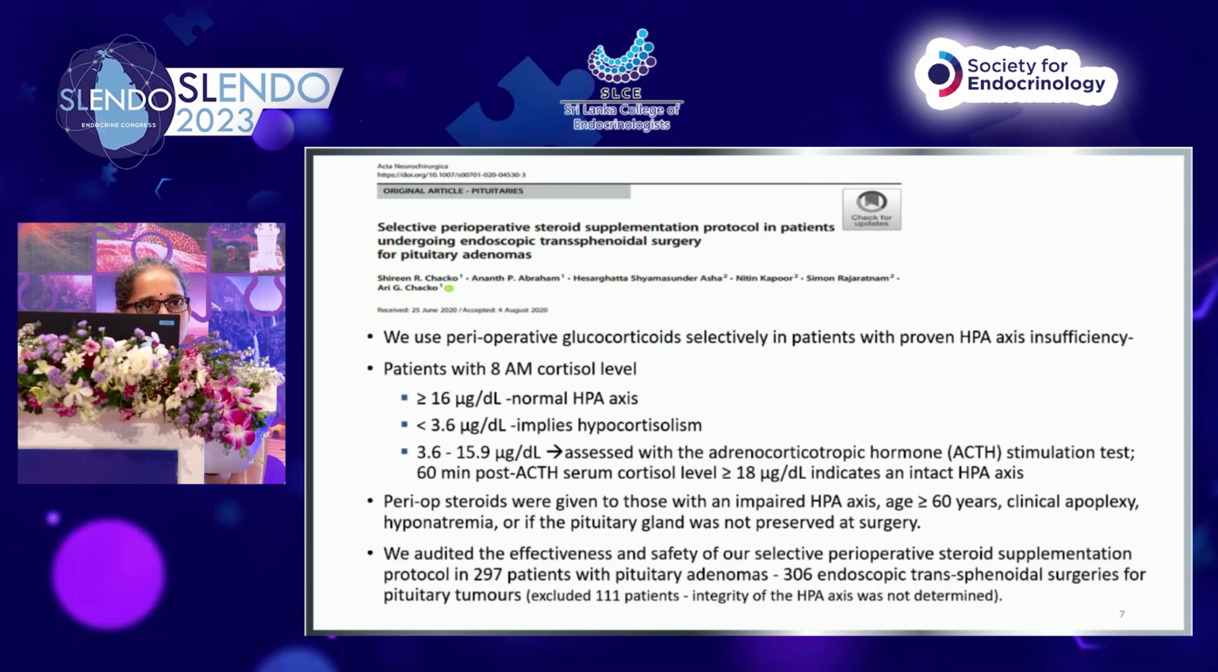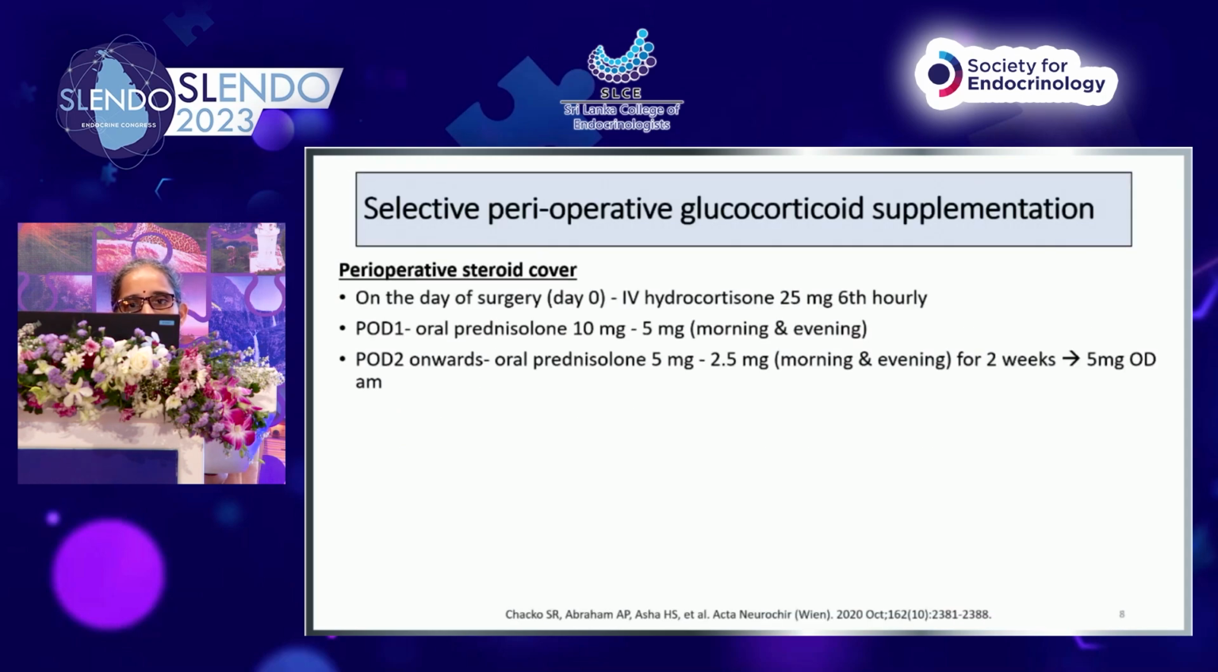So we audited the effectiveness of this strategy in about 200 patients who had pituitary surgery at our center. Among our patients with impaired HPA axis, we use IV hydrocortisone on day 1, followed by oral prednisolone from day 2 onwards. And in those with an intact HPA axis, we check their serum cortisol levels for the first 3 postoperative days in the morning and on day 7 post-op.